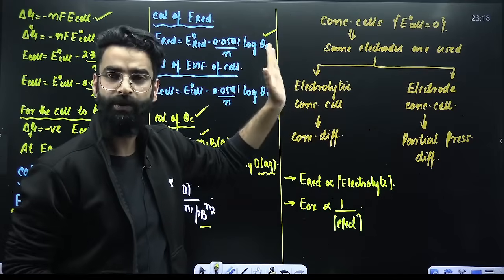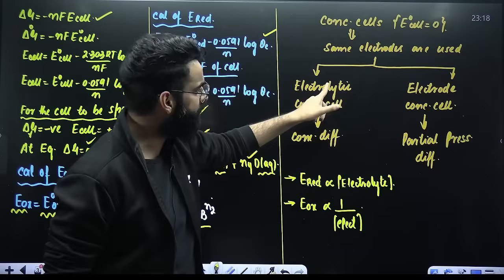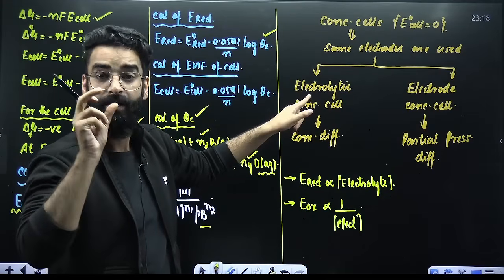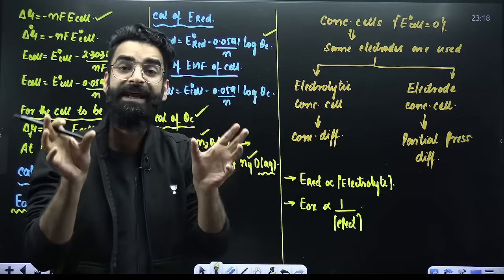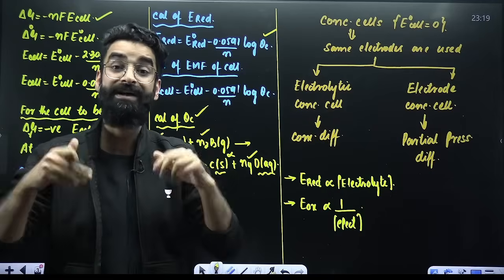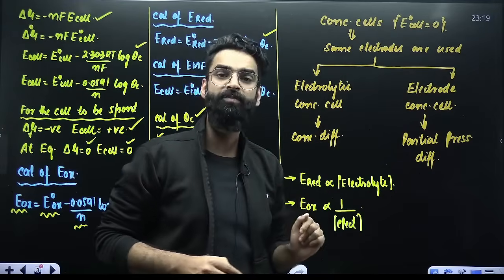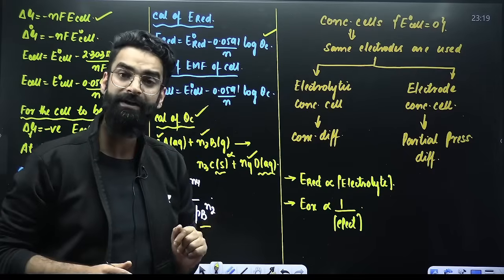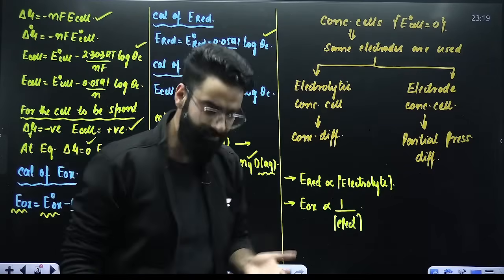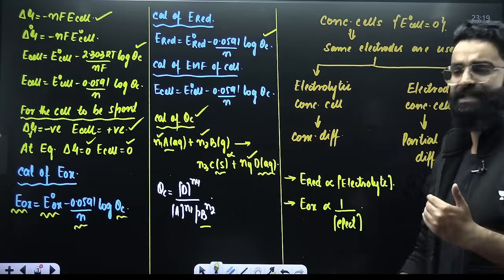Now, this concentration cell is basically of two types. One is called electrolytic concentration cell. One is called electrode concentration cell. In electrolytic concentration cell, we keep the concentration of electrolytes in both the containers, anodic container and cathodic container, as different, due to which EMF gets generated. Similarly, in electrode concentration cell, we keep the partial pressure of the electrodes different, by means of which EMF gets generated. And once EMF gets generated, the cell automatically starts working.